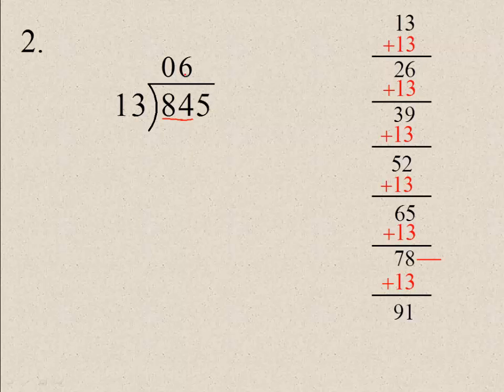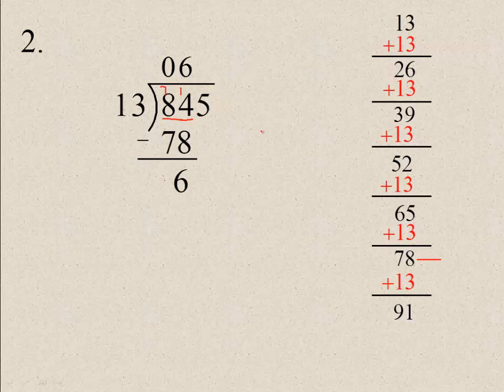What do I do next? I multiply and then I subtract. So 6 times 13, do I need to work it out? No. 6 times 13 is equal to 78. That's the number here. And I now subtract. 4 minus 8 cannot do. I borrow a 10 and this becomes 7. 14 minus 8 is equal to 6. 7 minus 7 is equal to 0.